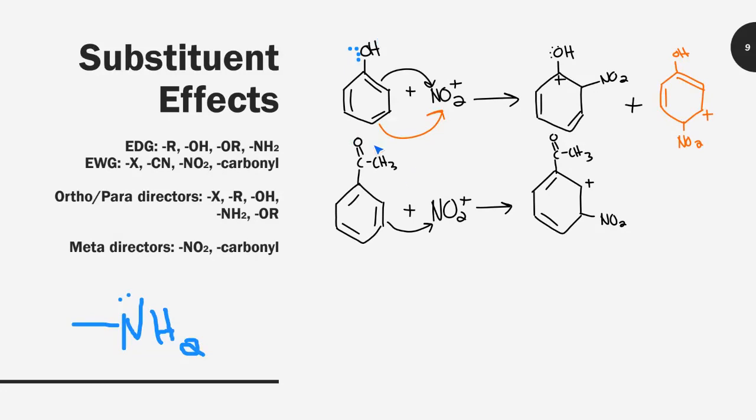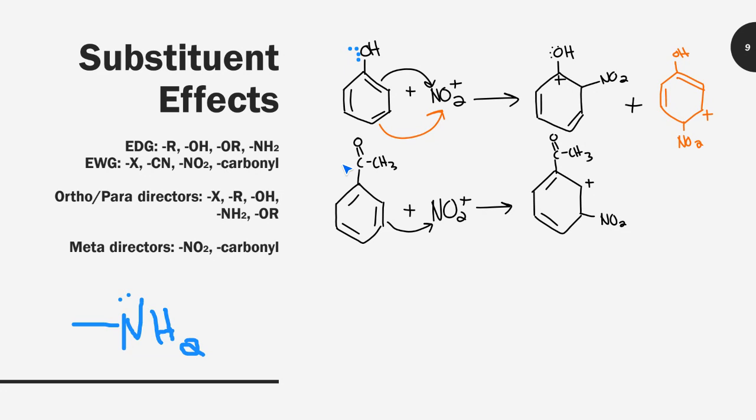So this is a carbonyl group, this carbon double bonded to oxygen. This is an EWG because this oxygen is electronegative. It's pulling electron density towards itself, which forms a partial positive charge on this carbon here. That's what makes this an EWG. So that will pull electron density towards the partial positive charge, which will slow down the reaction.